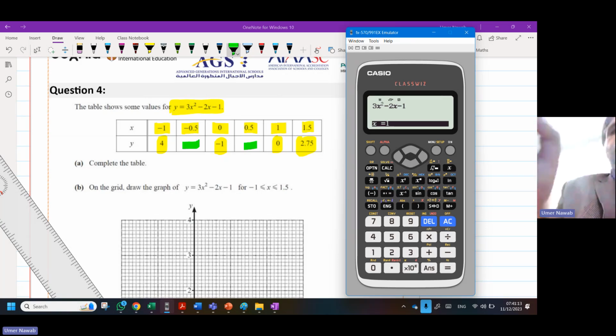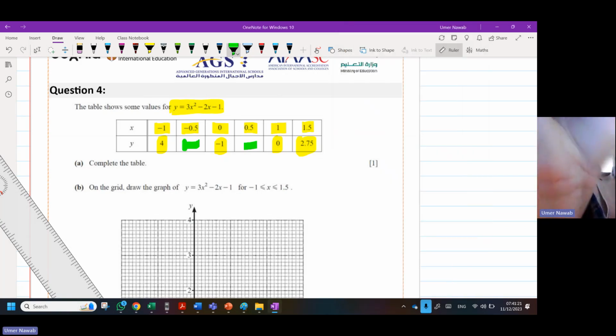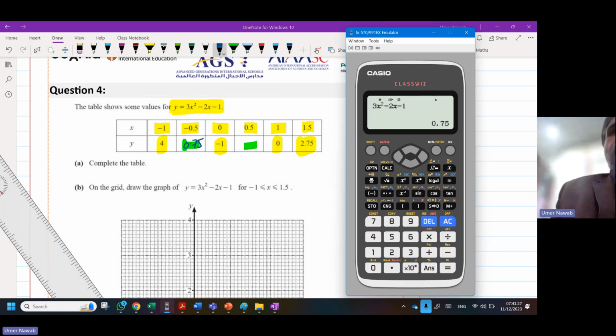Now the calculator asks you for which value of x you want to find the value of y. I want for minus 0.5. I get my answer, 0.75. So I'm going to mention here 0.75. Is there any other value? Yep, 0.5. So press 0.5. Again, you got minus 1.25.